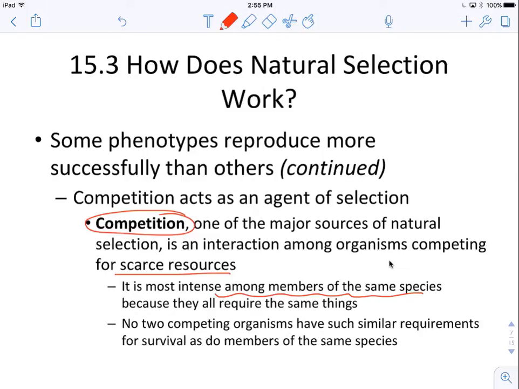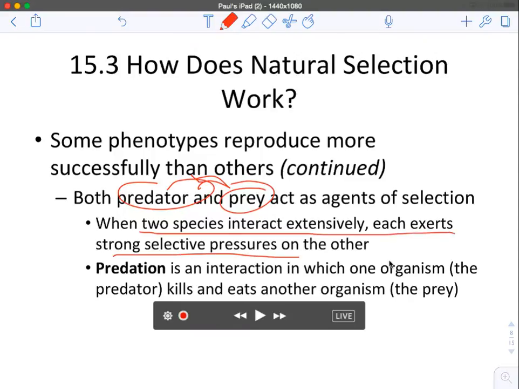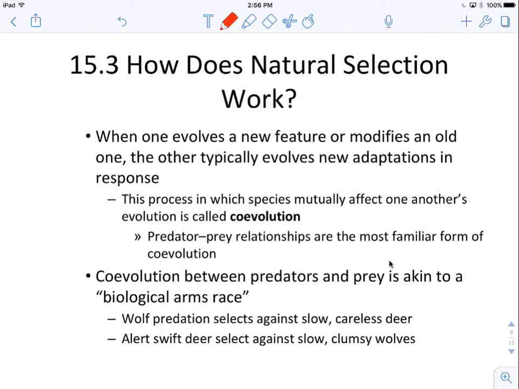So that'll have the most driving point. But of course, there is also competition between members of different species. One example of competition between members of different species can be a predator-prey relationship. When two different species interact, each exerts selective pressures on the other one. Predation is an interaction in which one organism, the predator, kills and eats the other organism, the prey. So we can look at evolution between predator and prey.